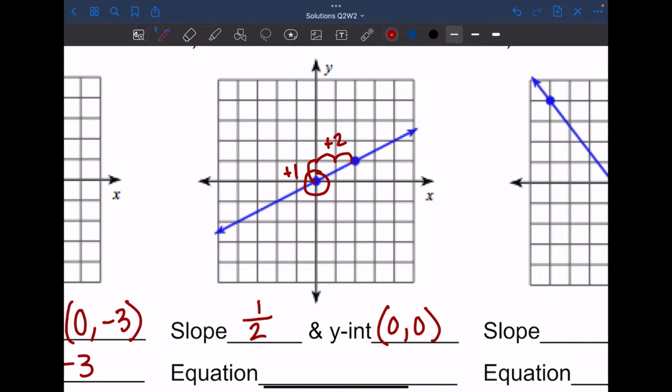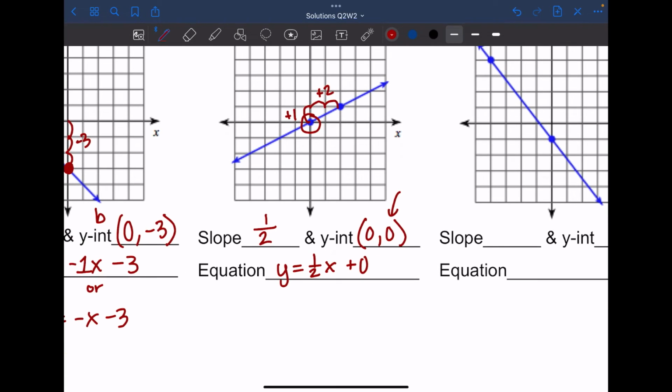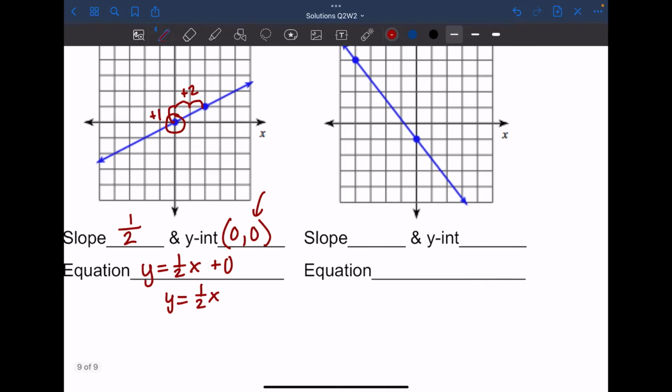That means b is the y value right here. So b is going to be 0. So if I wrote this out, I would have y equals 1/2 x plus 0. Now I don't need to write plus 0 on the end, so this is also just y equals 1/2 x. So both of those would be correct if you wanted to show those.